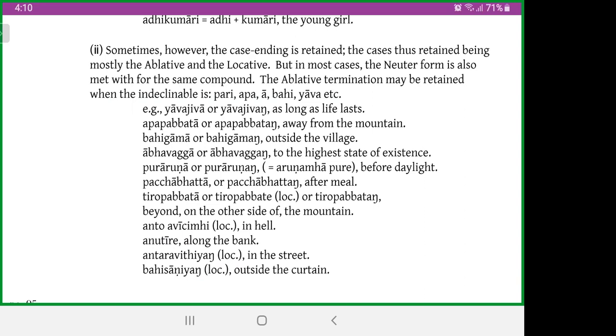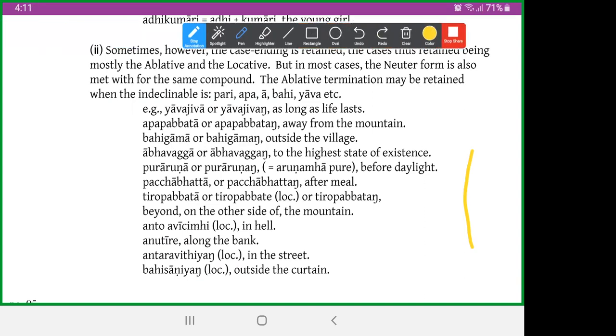Okay. Alright. So you notice here you also put the indeclinable here. So yawa is indeclinable. Bahi also indeclinable. Yeah, you have the pure. Pure also indeclinable, pacha also indeclinable. Tiro, anto, right? Antara, bahi, right? So how many prefixes are used here? Apa is a prefix. Anu is a prefix, right? So here most of the time it is using the indeclinable like yawa. Yawa, you put the jiwam. So yawa jiwa or yawa jiwam.